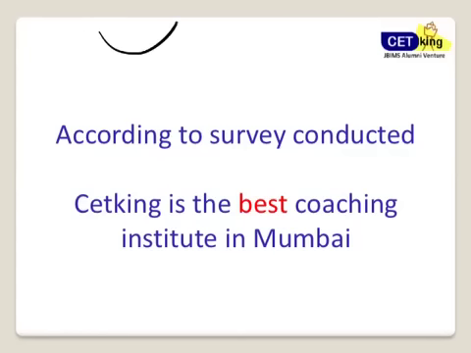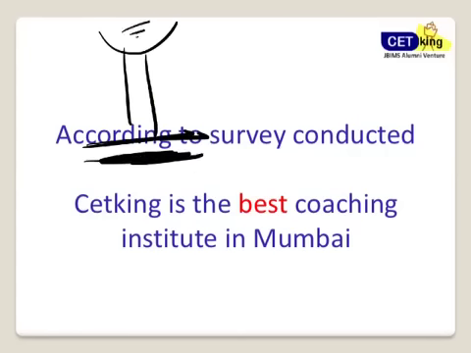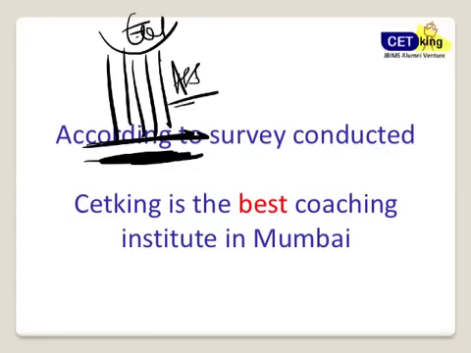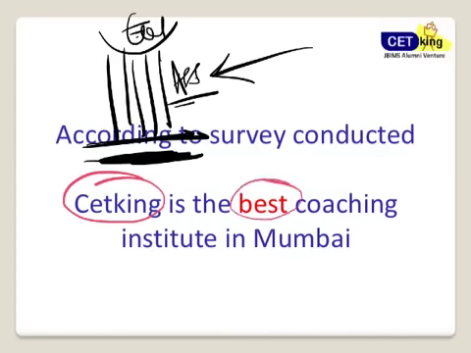Or if I try to imagine a pillar, these are my statements below, and this is my conclusion. Anything which builds these two things is my assumption. So here you are going to hit the assumption, make it stronger or make it weaker. That's what we are going to talk about here. So Cetking is the best institute. Now we are not going to hit Cetking. We are going to hit the word best. Hit the bridge. That's what we're going to talk about.